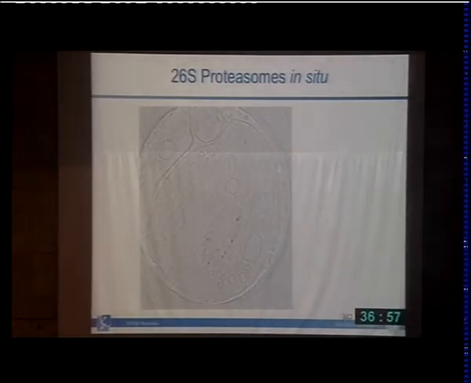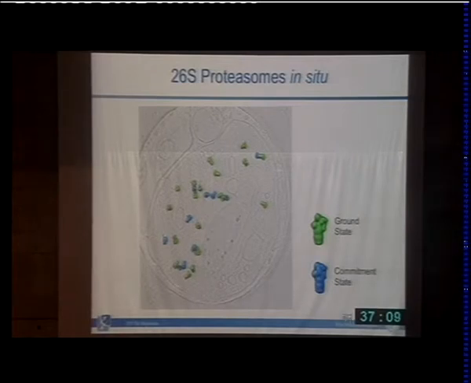So the final one is this one here. The nice thing is that in addition to being able now to discriminate between conformations in situ, we also keep information about their location in the cell. So for each position where we find, let's say, a single capped or a double capped, we can say this one is in an active state, actively dealing with substrate, or it's not.